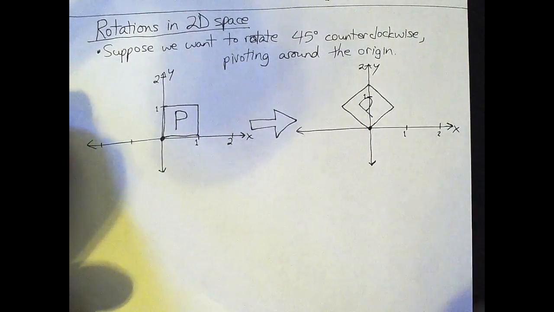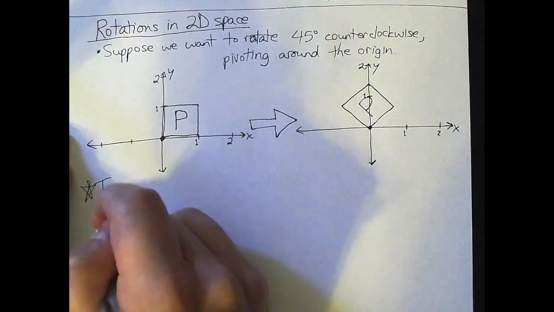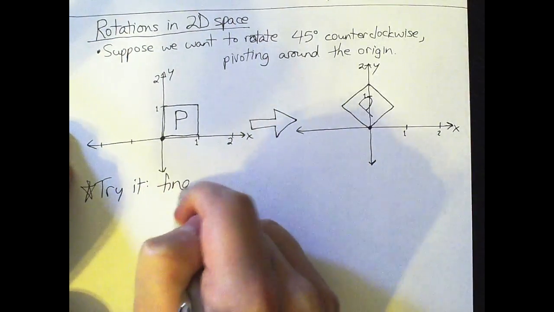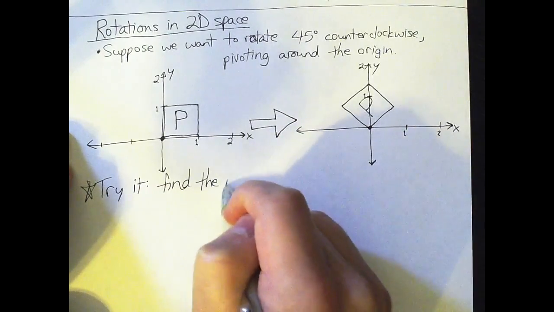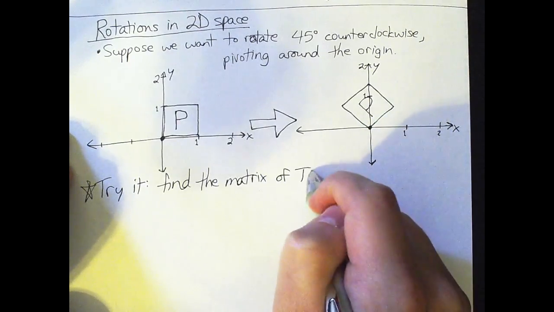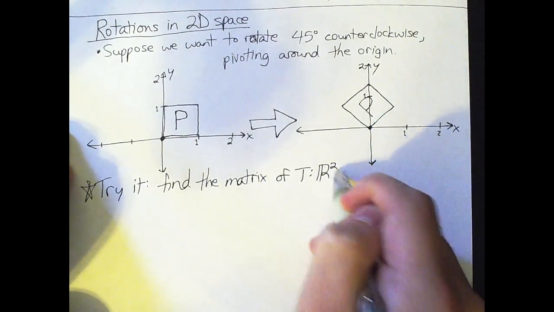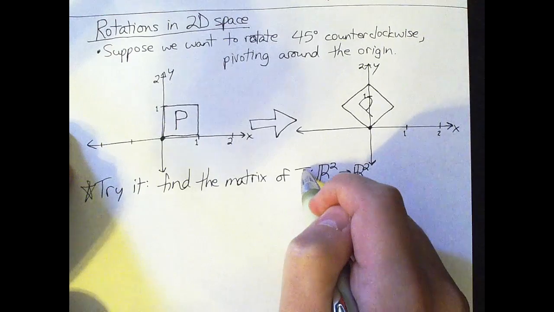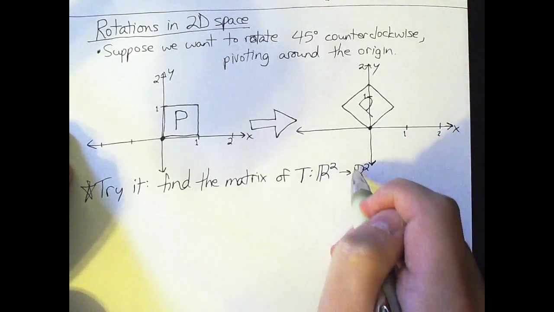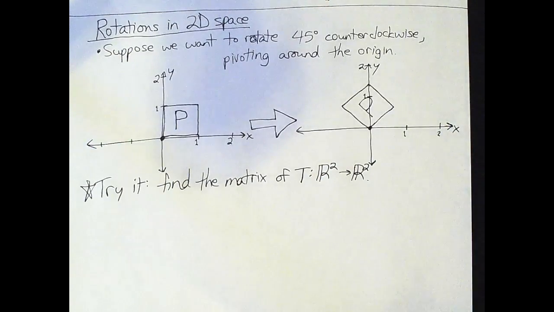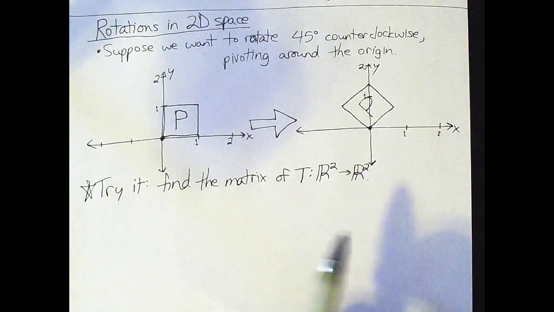So here's what I'm going to say at this point. I would like you to try it. I would like you to find the matrix of this linear transformation from R2 to R2. Similar to what we were doing earlier, think about what it should do to the basis elements. And from there, you can find the matrix. So I'd like you to pause the video and try this out.